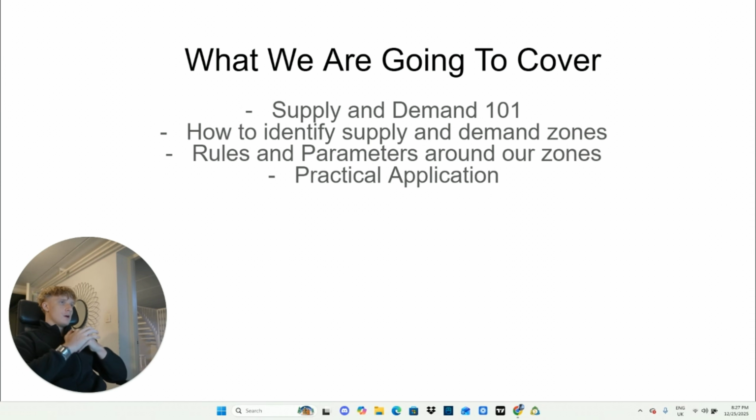Cool. So what are we going to be covering? We're going to be covering supply and demand 101. That is what I use when I'm swing trading. And really and truly, everything is supply and demand, whether you trade support and resistance, whether you trade ICT. The underlying thing that actually moves the market is supply and demand. You know, it's banks buying and selling at certain levels, and we'll get into it a little bit more.